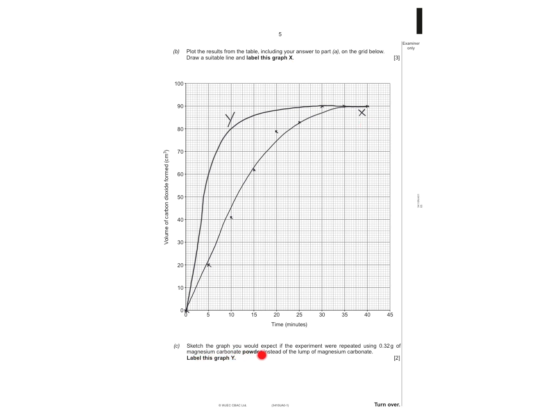They then asked me to sketch the graph you would expect if the experiment were repeated using 0.32 grams. Now, if you flick back, that's the exact same mass of magnesium carbonate. But this time, instead of a lump, we're going to use a powder. So this is what we need to be thinking. If I use the same mass, I'm going to make just as much gas. So that's why my finishing point is in the same place. If I use a powder instead of a lump, it's going to be faster, and a faster line is a steeper line. So look, my line here is steep, still a smooth curve that ends in exactly the same spot.